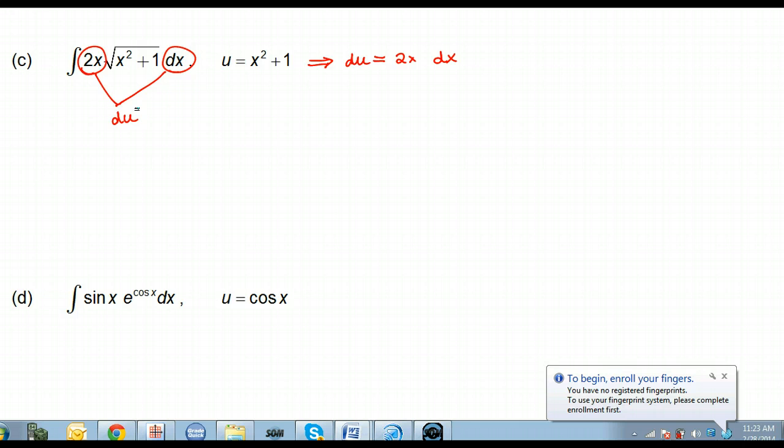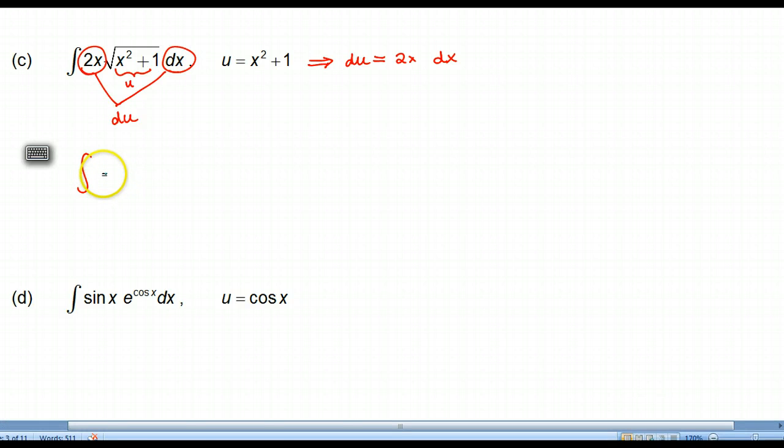Olivia? Why is dx? I understood the other ones where the 2 is the coefficient of the x, but how is 2x? What's the derivative of x squared? 2x. Oh, so you take the derivative. Okay. And x squared plus 1 is u. So this gets to be rewritten as the square root of u du.